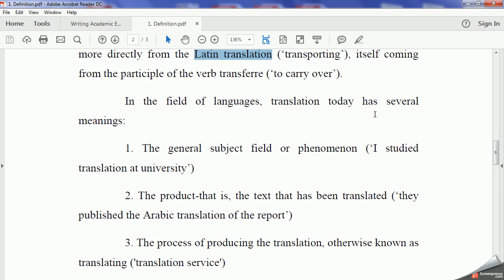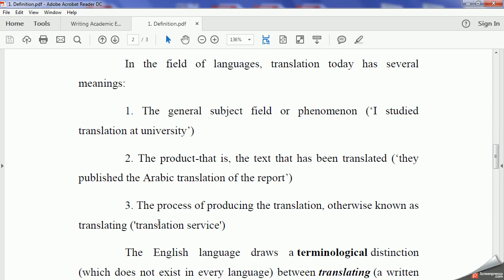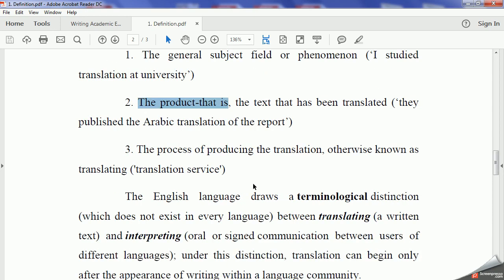In the field of languages, translation today has several meanings. There are different meanings for the process of translation, which means when somebody asks anybody in the street or in college or in academia, what is the meaning of translation? The first meaning is the general subject field or phenomenon, such as when he might answer you, I studied translation at university. Or it is about the product, that is the text that has been translated, when you say they published the Arabic translation of the report, or the process of producing the translation. So you have a general subject, you have a product, and you have a process.